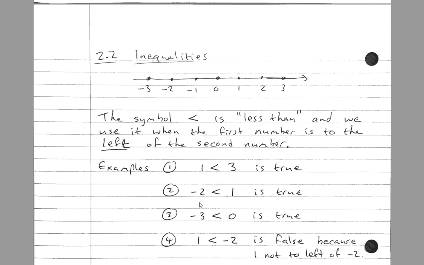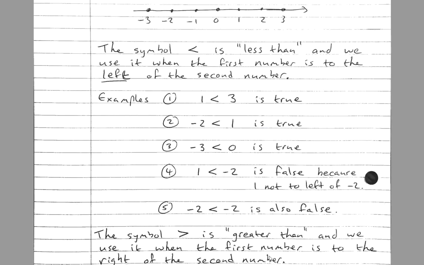Okay, so yeah, another simple idea. You're just checking left and right. And this symbol means a strict inequality, so negative 2 less than negative 2, that's also false. Negative 2 is not to the left of itself. Sometimes you see the less than or equal to symbol. If there was a line under here, then this would be true, but we're not allowing equality if it's just this less than symbol.